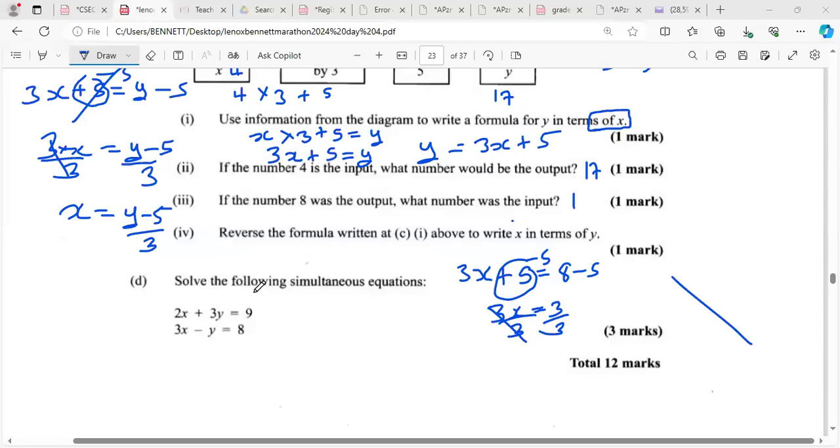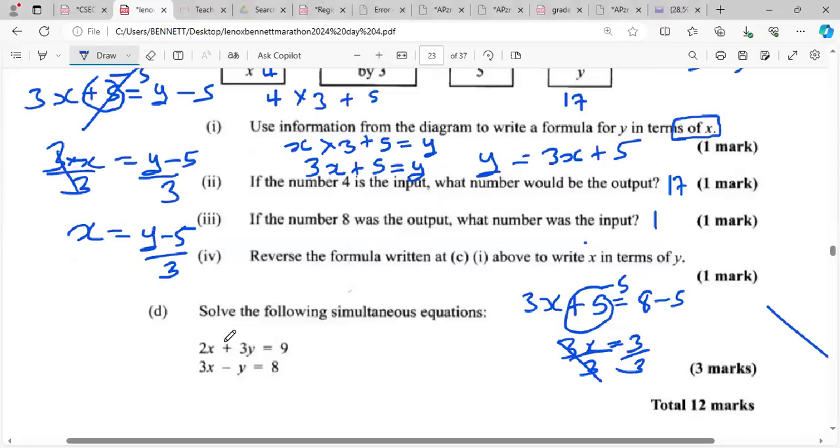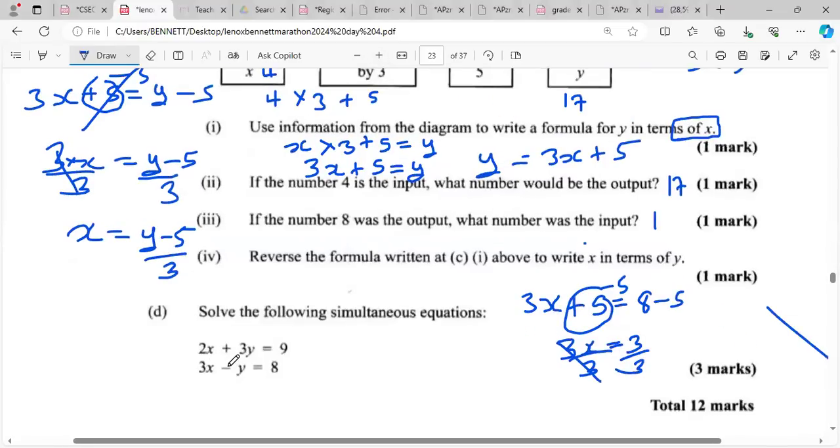Alright, so it says solve the following simultaneous equations. So we have 2x plus 3y equals 9 and 3x minus y equals 8. I'm going to use the elimination method and I'm going to go for the y because you have one negative and one positive. If I add, I can get rid of the y. So let me just multiply this one by the coefficient of y, which is 1, and you swap it, right? It's 1 and 3. So you multiply everything by 1, anything times 1 is itself.